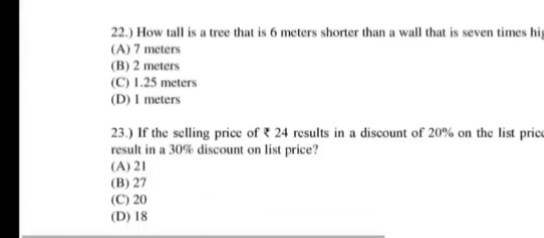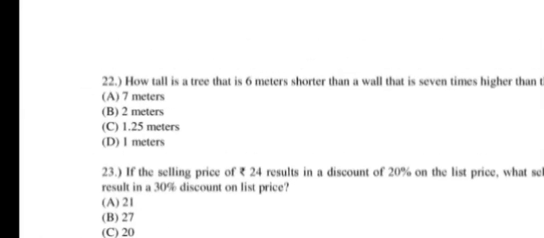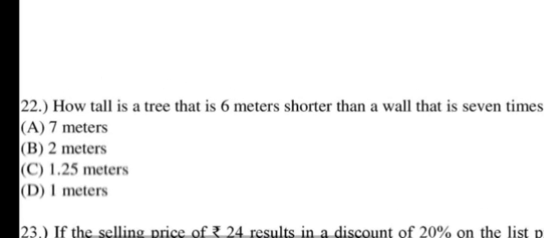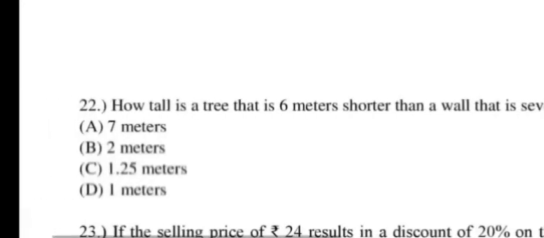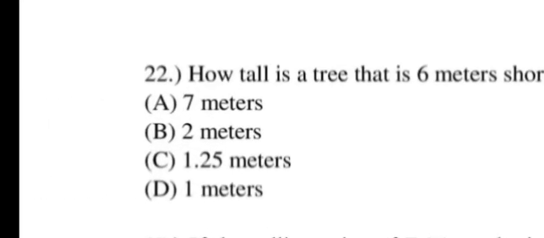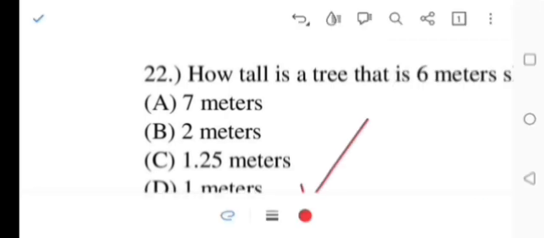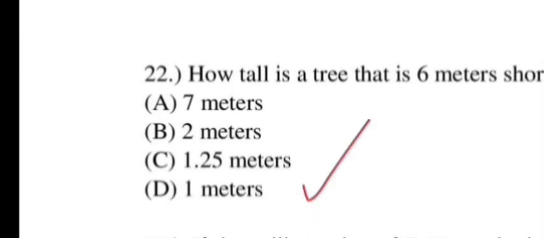Number 22 says, how tall is a tree that is 6 meters shorter than a wall that is 7 times higher than the tree? So these are the options for you. 7 meters, 2 meters, 1.25 meters, 1 meter. It will be 1 meter. Number 22, number D will be correct.